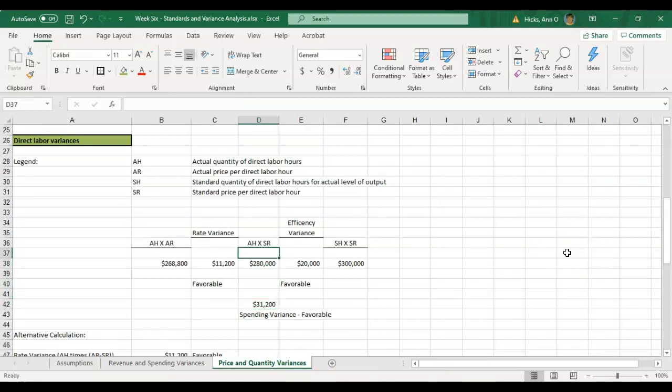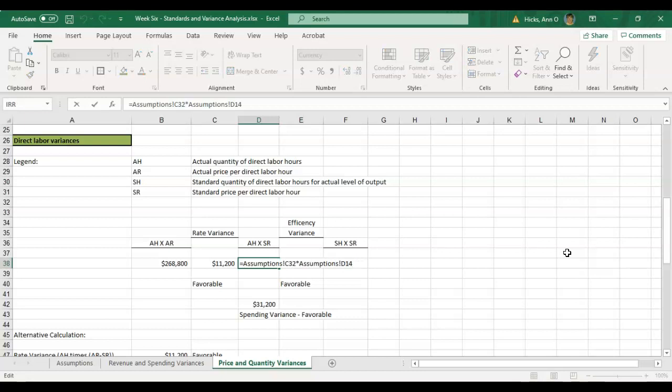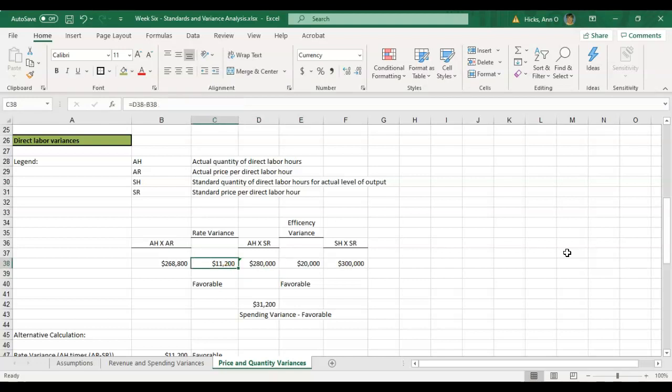So again, we'll do a center column, which takes in the actual hours times the standard rate. Again, we don't see this anywhere. It's strictly used to break out our variances. And so that's the actual hours of 28,000 times the standard rate of $10 per hour. And then to the left, we'll calculate what's called the rate variance. This is the variance that arises strictly because we paid a different hourly rate than our standard. And so that's the difference between the far left column and the middle column.